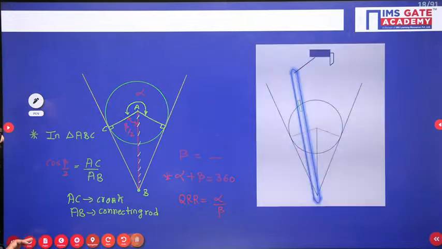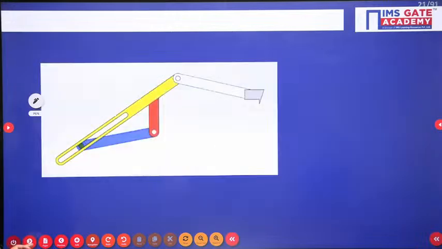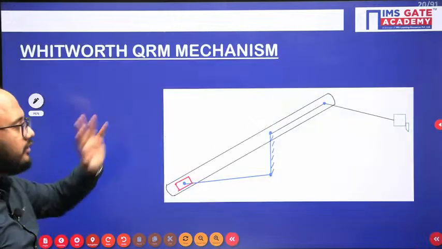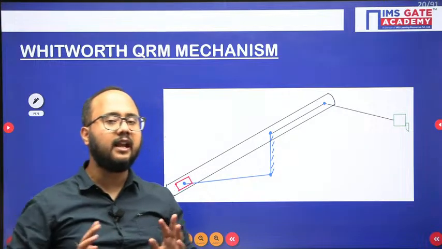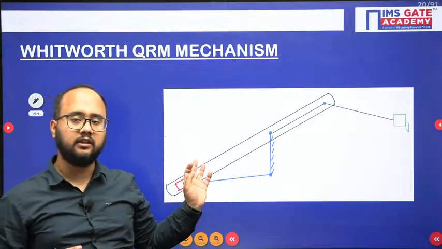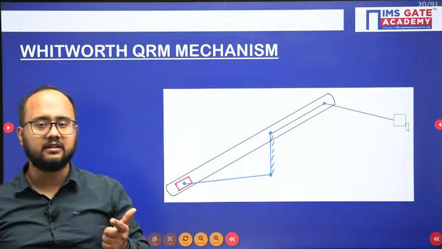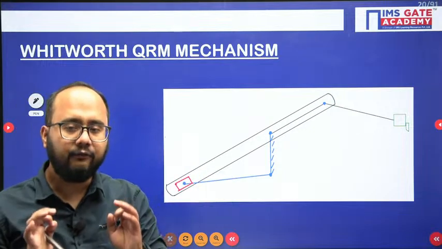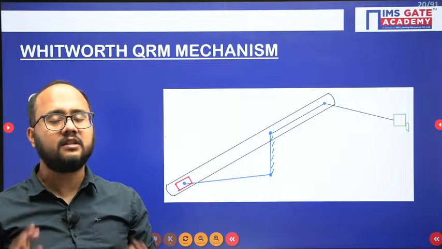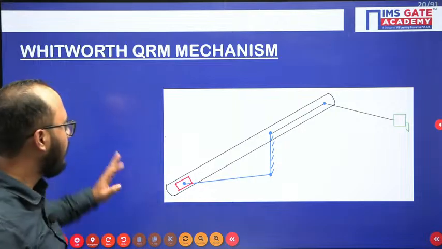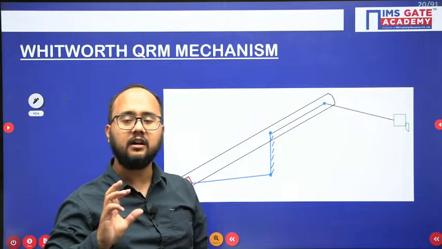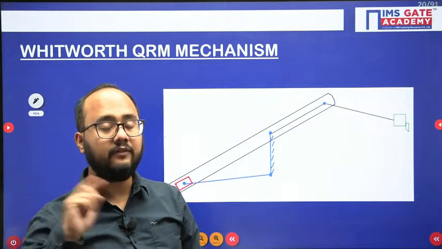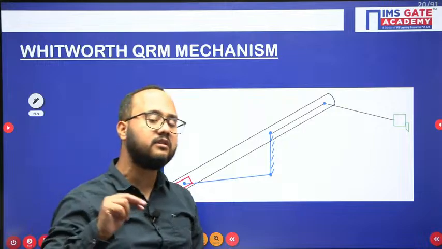Now coming to the next part, we have the Whitworth quick return motion mechanism. Only one question till now has been asked from this Whitworth. I think in 2021 they asked only one question. Again, very simple, only the extreme position diagram is required. But what is the difference in this case? It is a rotation to rotation mechanism. Previously one link was oscillating and another was rotating.